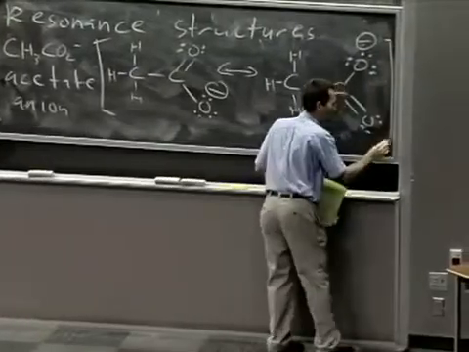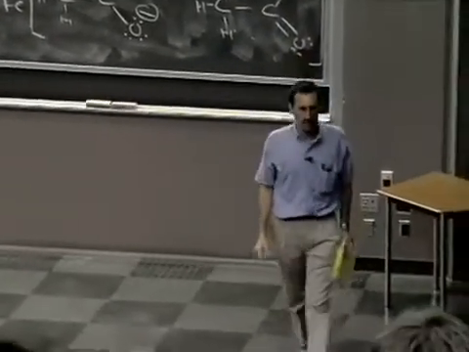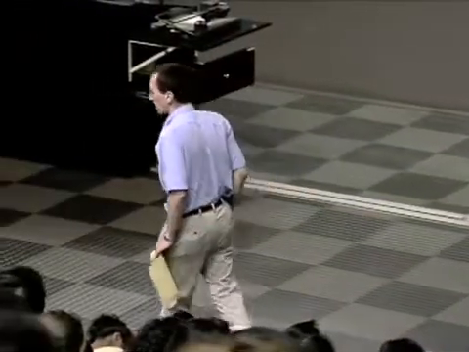It's not that the oxygen on the bottom has a negative charge and the oxygen on the top is neutral. It's not that the oxygen on the top has a negative charge and the oxygen on the bottom is neutral. It's that both oxygens have half a charge. Both CO bonds have a bond and a half in character.